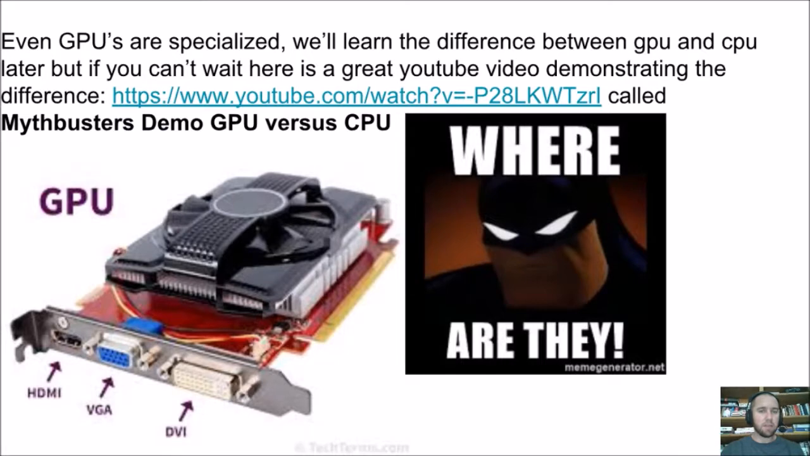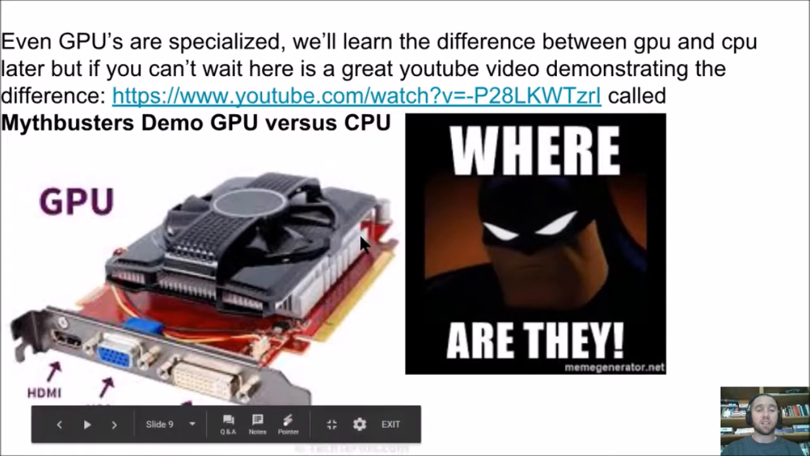Okay, and if I'm talking about chips and CPUs, let me just quickly mention what a GPU is. This is a very specialized type of chip. When people talk about graphics cards or video cards, the most expensive piece on that card will always be the GPU, the graphical processing unit. Later on, we'll learn the difference between GPUs and CPUs. If you just can't wait, I'd recommend watching this video by the Mythbuster guys, and there's a link right there.